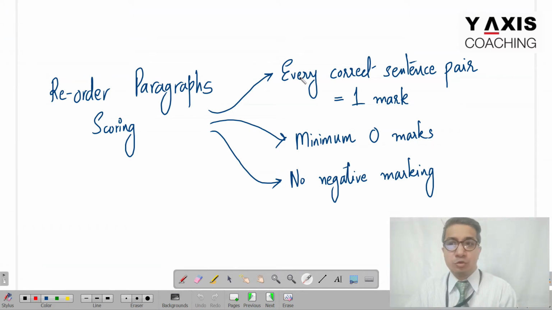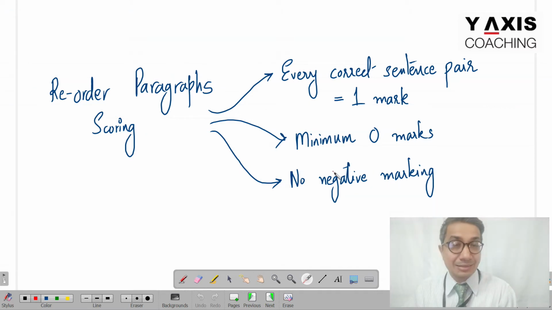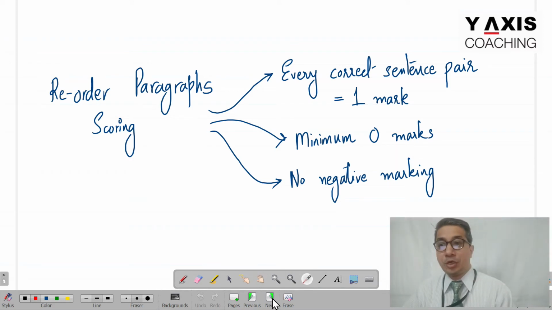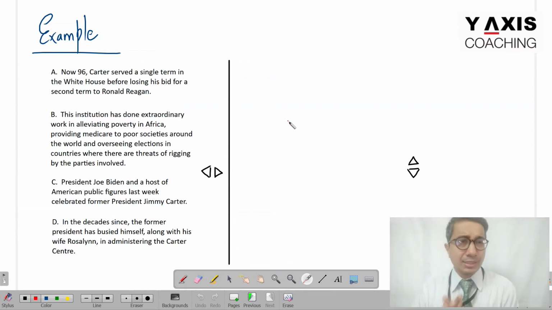Okay, so if you have 2 out of 3 pairs correct, you get 2 out of 3 marks. If you have all the 3 correct, you get 3 marks, and so on and so forth. So that's what we call every correct pair scoring 1 mark, and a minimum score of 0 means no negative marking at all. So let us kind of end this tutorial with an example.